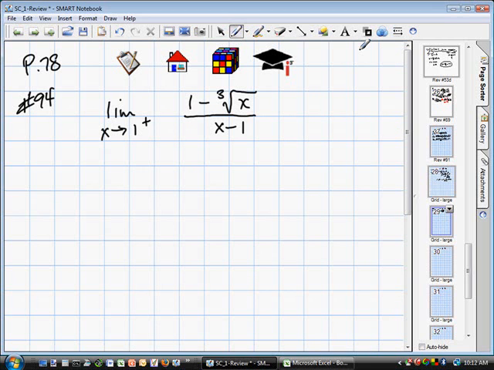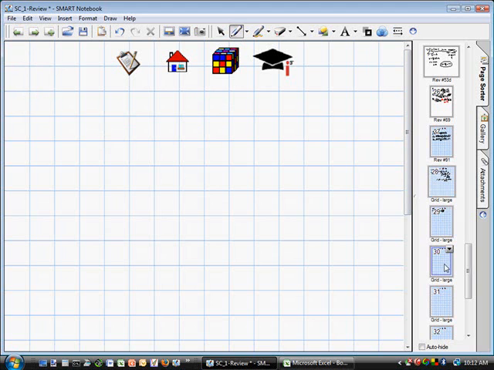Question 29 on page 77? Yep. It says find the x and y intercepts of the graph of the equation algebraically, then use a graphing utility to verify that what you got is correct. Okay. So, number 29 on the review.